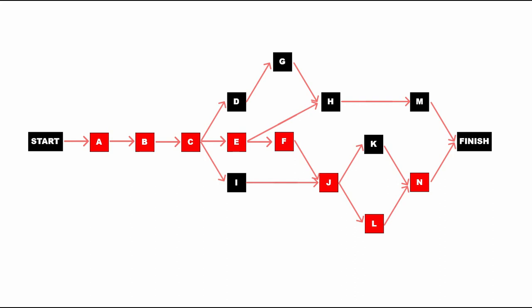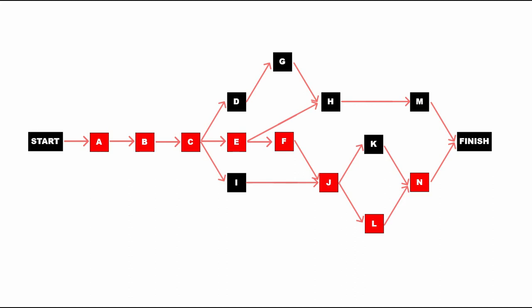As we can see above, we must pay close attention to the activities A, B, C, E, F, J, L, and N, because if any of these activities are delayed, the entire project is delayed, which is why critical path analysis is so important whenever you are working on a project.